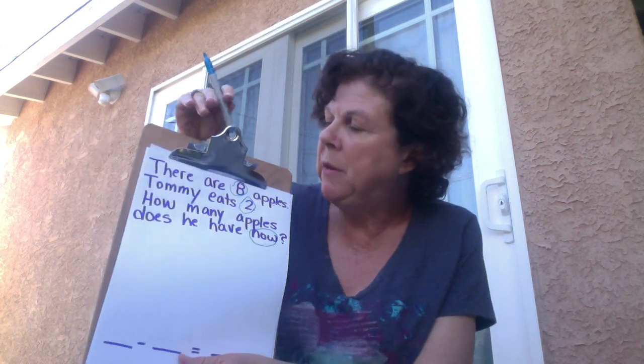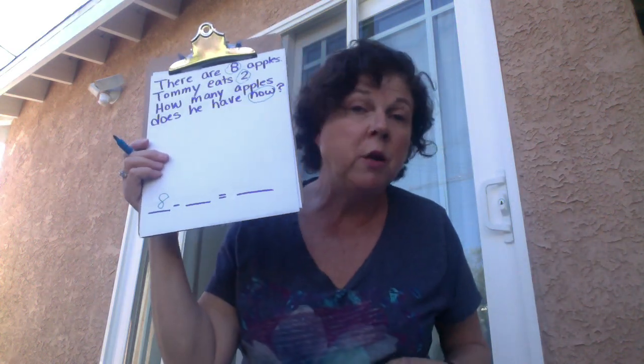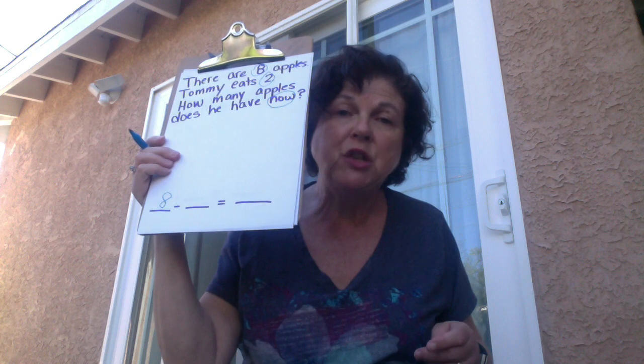Okay, so I'm thinking in my head, he has 8. That's how many apples at first. So I'm going to write 8 as my big number. I'm going to write it in the first blank. That's what we're starting with. So I don't need all 10 of my popsicle sticks. I just need 8 of them. So I'm going to count out 8 of them.